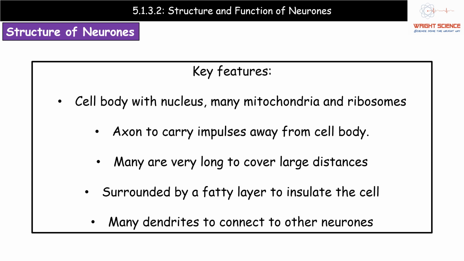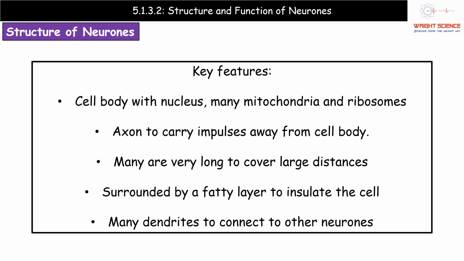If we now start to think about the structure of these neurons, there are a few key features that you should bear in mind. The first one is that they have a cell body which contains the nucleus, and obviously the nucleus is where we've got our genetic material. In addition to that nucleus, we also have many mitochondria and also ribosomes present. They have this structure called an axon, which is going to carry those impulses away from the cell body. And many of these neurons are actually really quite long, because they're trying to cover very large distances within the body of the organism.